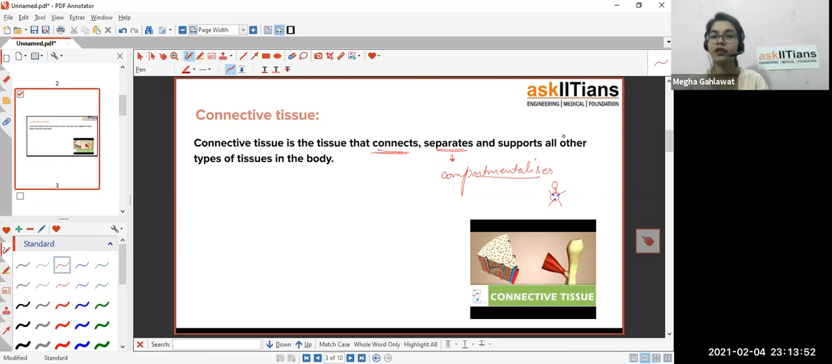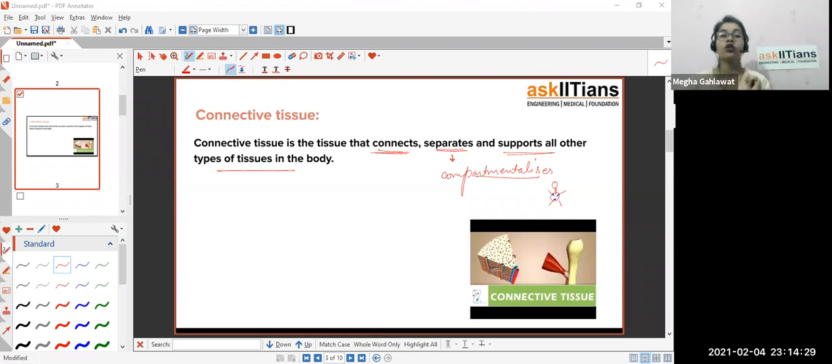And apart from that, it supports all the other types of tissues in the body. Listen to this. If it wasn't for the connective tissue, the entire body wouldn't be formed like this. We wouldn't have a proper structure. Rather, our body would be like an amoeba, with no regular or defined shape, just moving around like this, which would be quite funny. Anyway, connective tissues are present and scattered throughout the entire body, and are of multiple types.